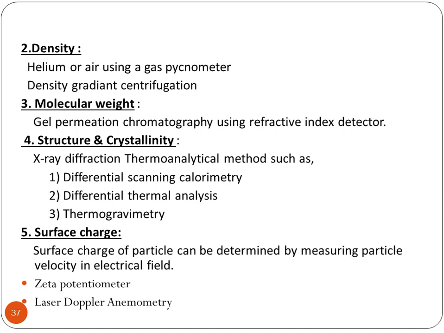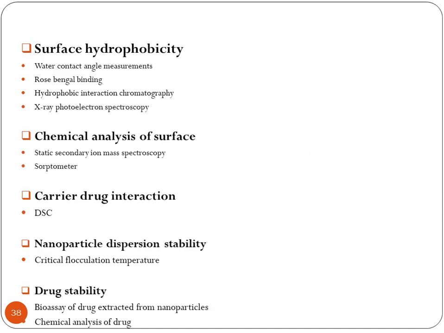The next is molecular weight. It is determined by gel permeation chromatography using a refractive index detector. Then for structure and crystallinity, we use various analytical methods like DSC, DTA, and thermogravimetry. Surface charge determination is done by measuring the particle velocity in an electrical field. And we use zeta potentiometer, laser Doppler anemometry.